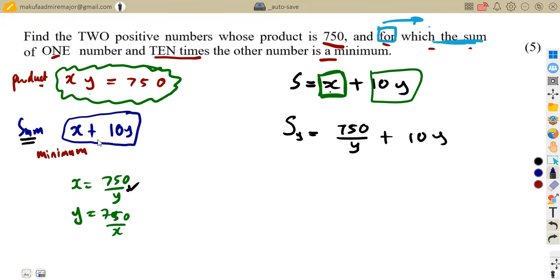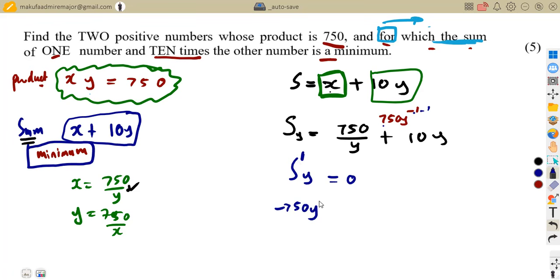Once we have this, let's consider for this to be minimum. Now, what is the consideration? The first derivative of this expression for the sum must be equal to 0. So you're supposed to differentiate. 750 over y is the same as 750y to the exponent of -1. So we multiply -1 times 750, that's negative 750. We subtract 1 from -1, giving -2, so it's going to be minus 750 over y squared. Then here's a linear expression. The derivative of 10y is going to be 10. And this is equal to 0, because we are saying the derivative of this whole part must be equal to 0.